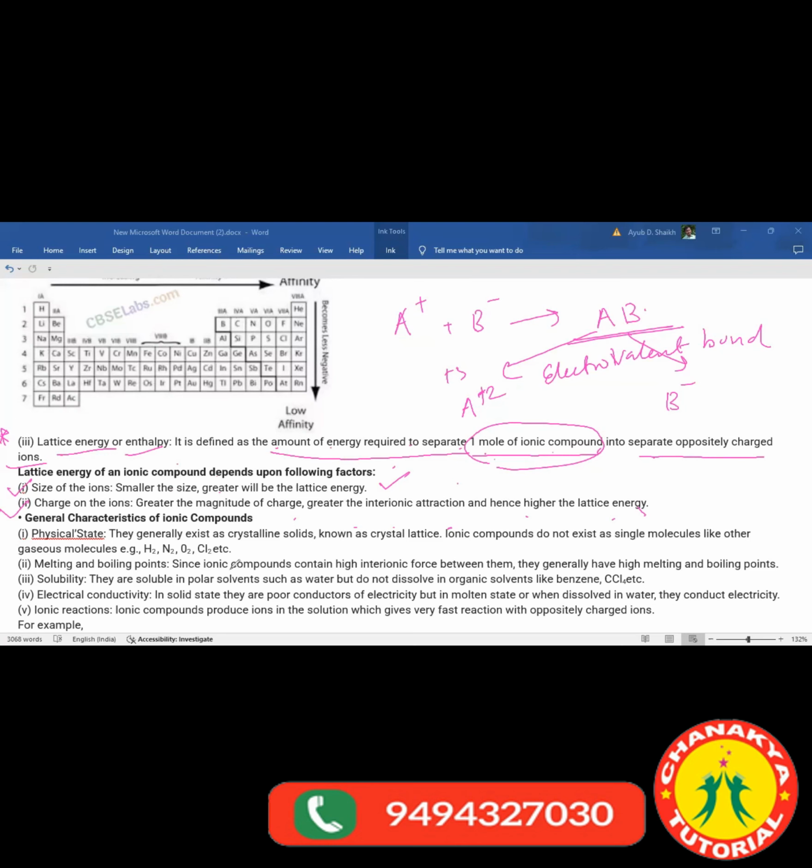Fine. Okay. Now we will move forward. General characteristics of ionic compounds. What are the characteristics of ionic compounds?